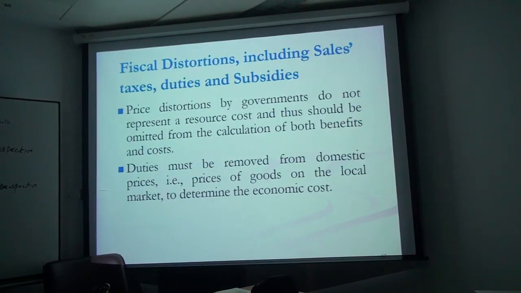Another is, when we are doing economic analysis, to remove all these distortions which are, for example, subsidies, duties, taxes, etc. Remove those on the items and then do the economic analysis.